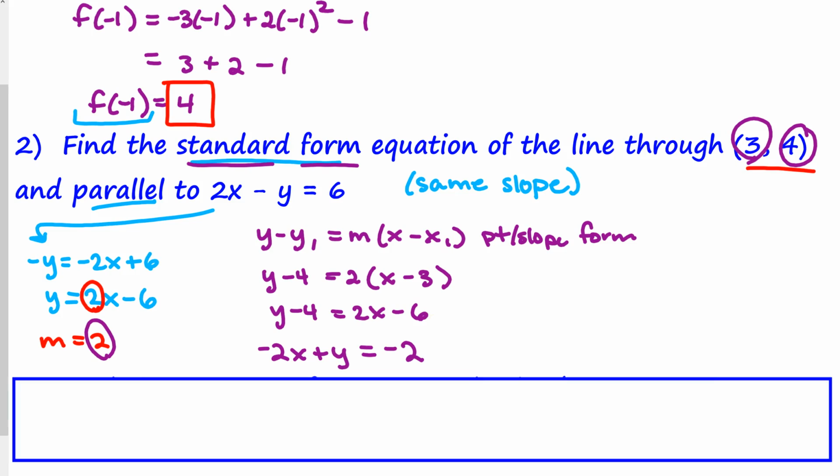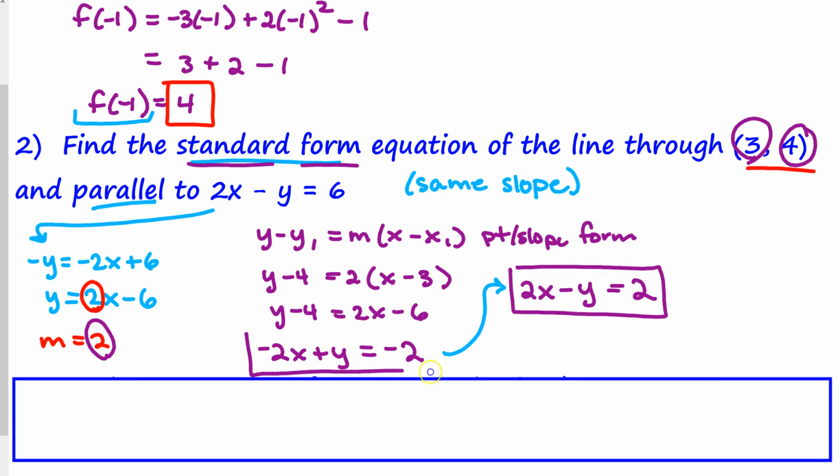Now, if you're required, which I said earlier, in some cases there's a requirement to lead with a positive. If that's the case, then you would multiply the whole equation by -1, and you would get 2x minus y equals 2. I don't particularly care at the moment whether you leave it the first way or if you multiply by a negative.